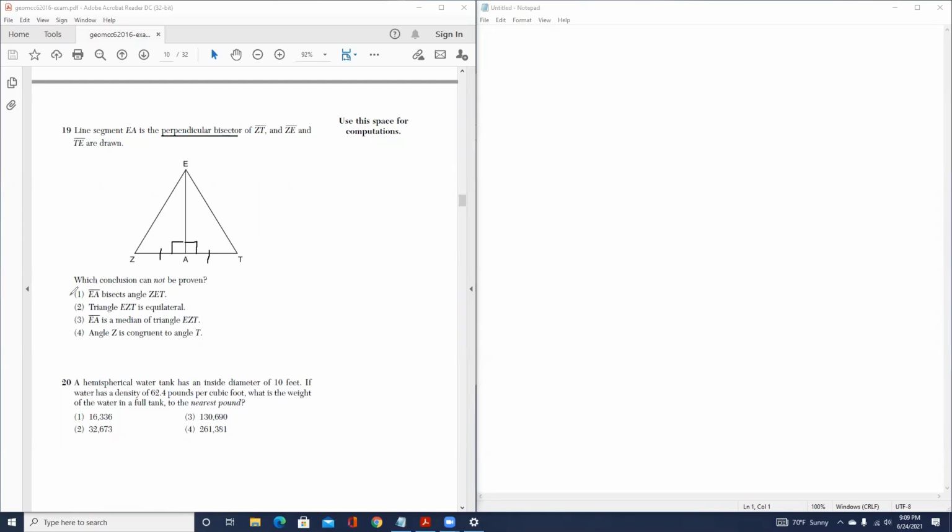So let's do this question conclusion by conclusion. So choice 1, EA bisects angle ZET. So we can use something called the reflexive property to set EA congruent to itself, and we can use the side angle side congruence proof to prove that triangle EZA is congruent to triangle ETA.